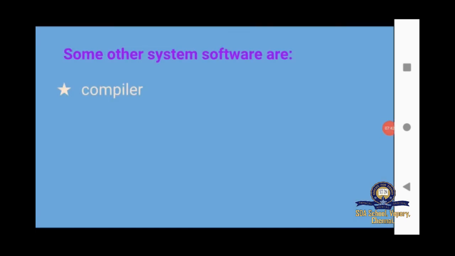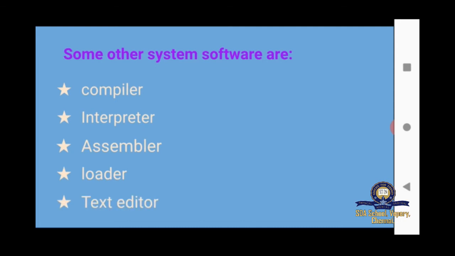Some other system softwares are compiler, interpreter, assembler, loader, and the text editor. First, we are going to see about the compiler.